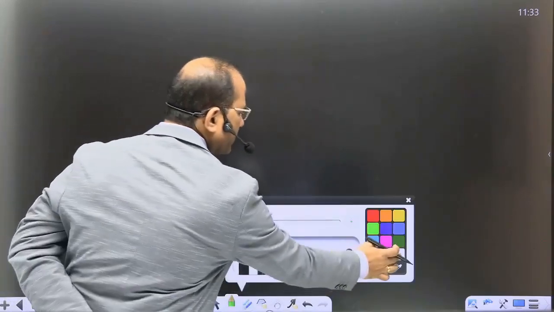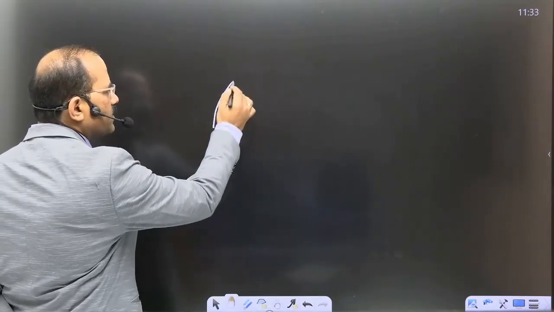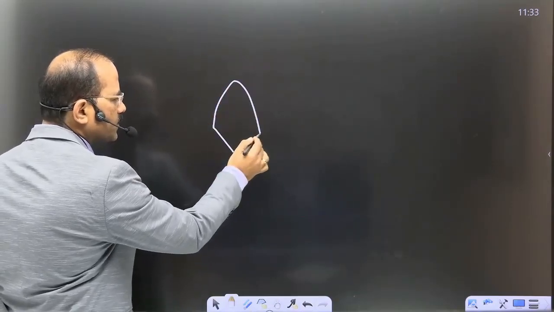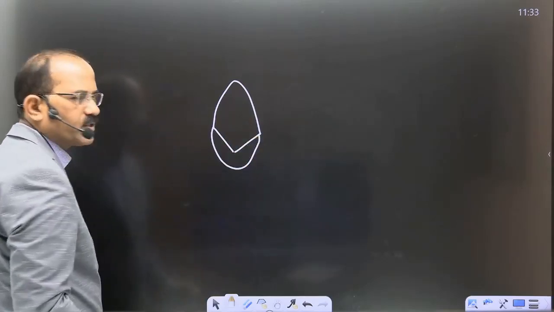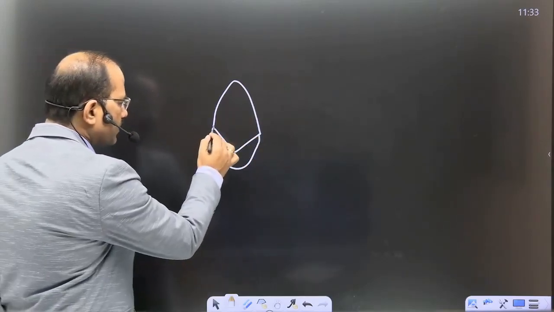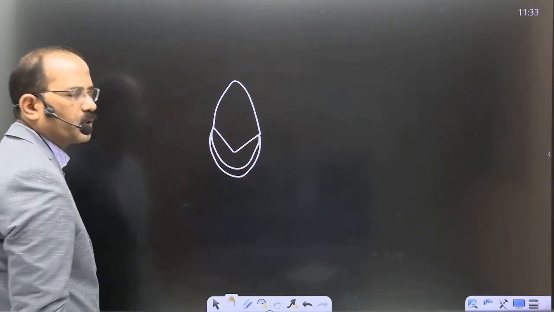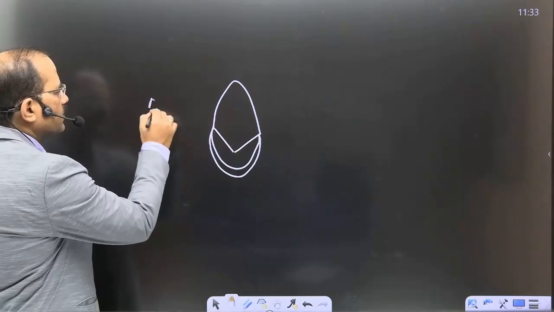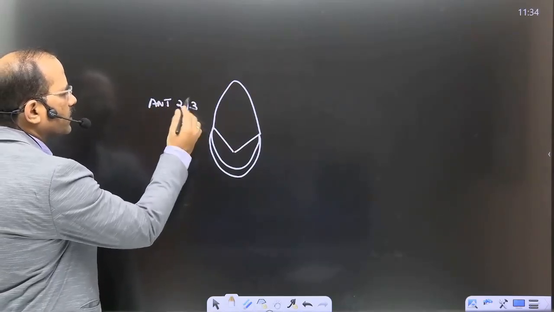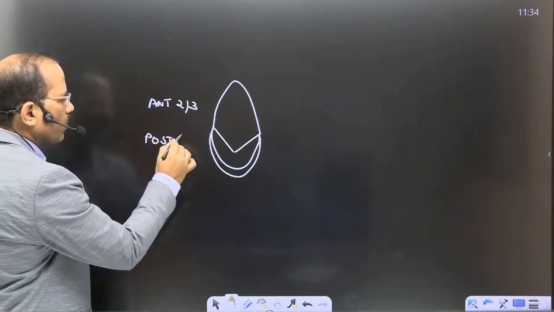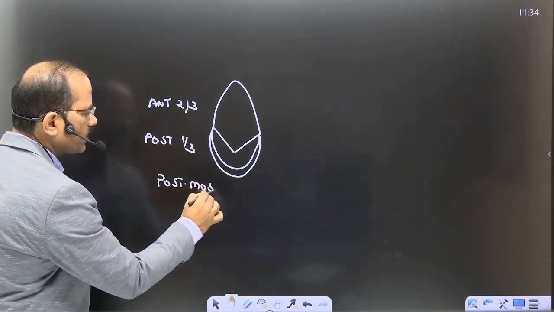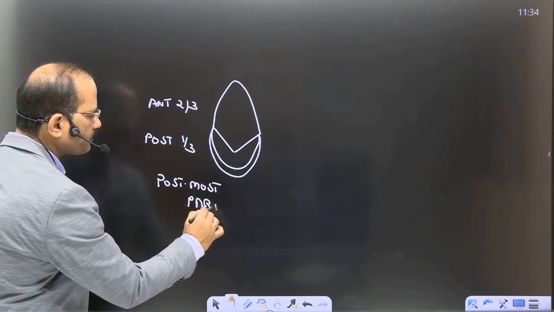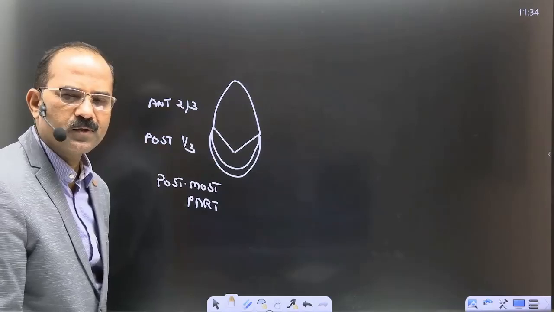Now, how do we classify? How do we divide the tongue? We divide the tongue into three parts. This is what we call the anterior two-thirds of the tongue. This is the posterior one-third of the tongue. And this is the posterior most part of the tongue. Right, anterior two-thirds, posterior one-third, posterior most part.